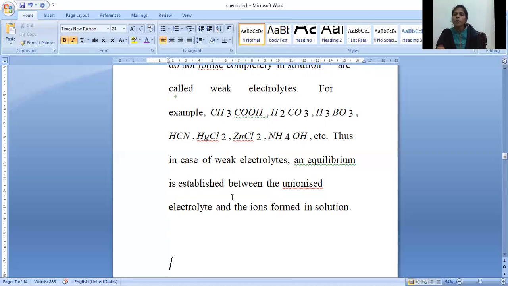So there are two types of electrolytes. One is strong electrolyte and the other is weak electrolyte. Strong electrolyte is decomposing completely, but whereas weak electrolyte is not decomposing completely. So now I will give the definition of electrolyte. The substance which decomposes by passing electricity is called an electrolyte. These are of two types, strong electrolyte and weak electrolyte.